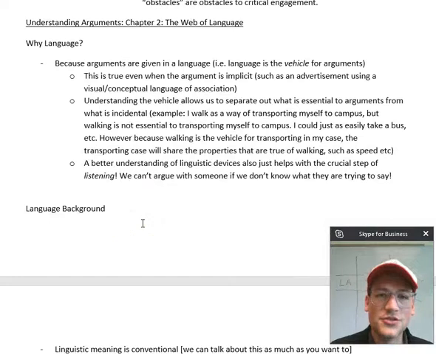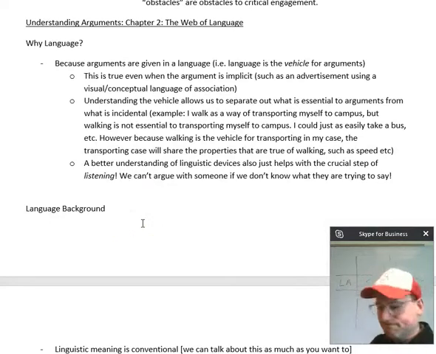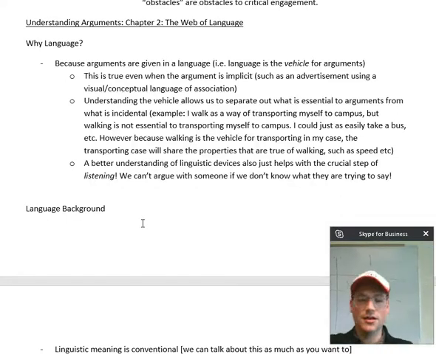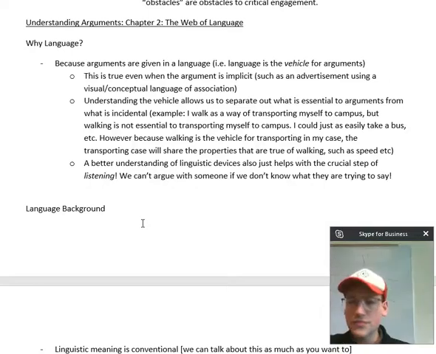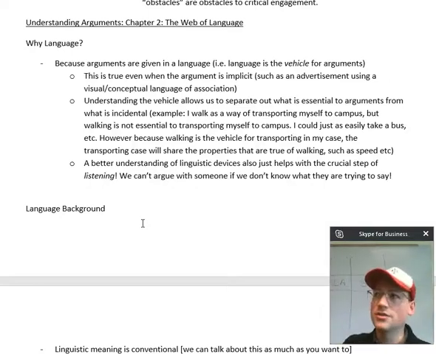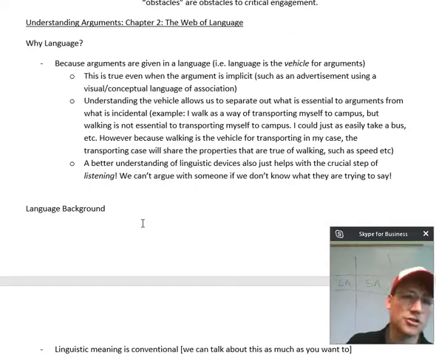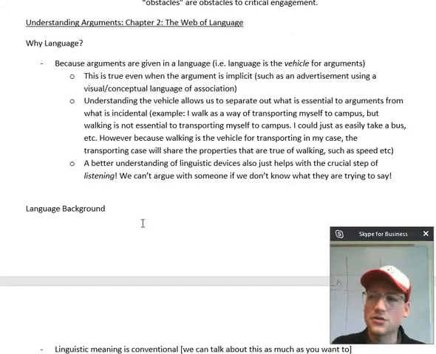Okay, so why are we studying language? Well, I already mentioned this idea, like, we can't evaluate something we don't understand. And arguing happens as a communication activity. Language, we could say, is the vehicle for arguments. And that's true even when we're not using natural languages like English or Japanese or Spanish or any of those other kinds of natural languages that are spoken and written.